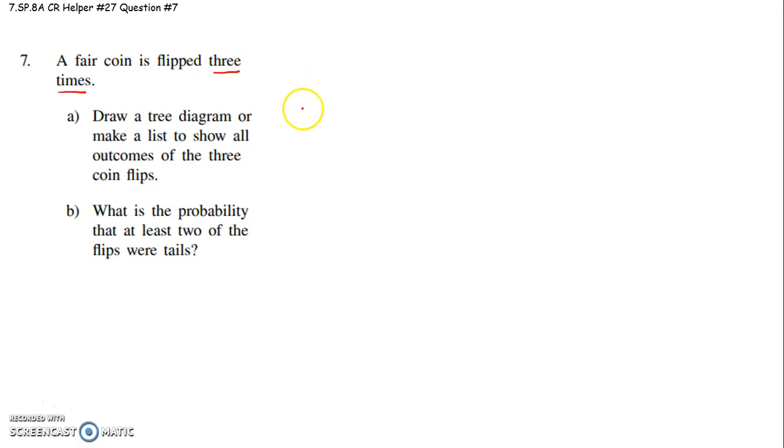Okay. So I'm going to start here, and I'm going to call this flip one. On flip one, you can get a heads or a tails. Then I'm going to move on to flip two. If you get a heads on flip one, you're going to flip a coin again. Second flip, you're going to get a head or tail. This shows us we got a tail on flip one. Now for our second flip, we can get a head or a tail.